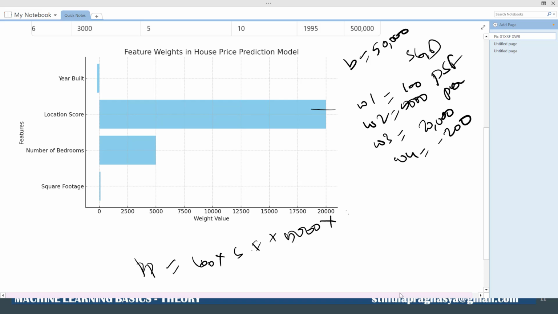High weights, remember, high weights indicate that the corresponding feature has a significant impact on the prediction. Low or negative weights suggest that the feature has less impact or a negative impact on the prediction. By examining the weights, you can gain insights into which features are most influential in predicting house prices. And in this instance, location score is very high, which indicates that location plays a crucial role in determining house prices. And we already discussed, right?